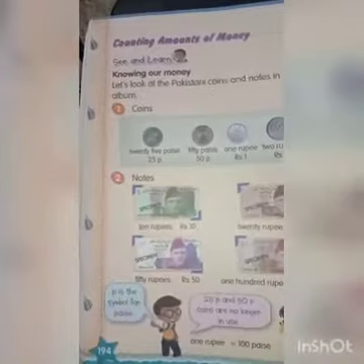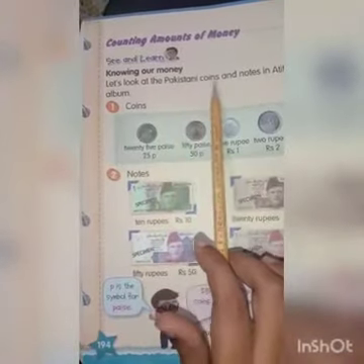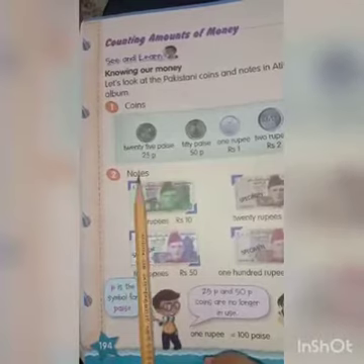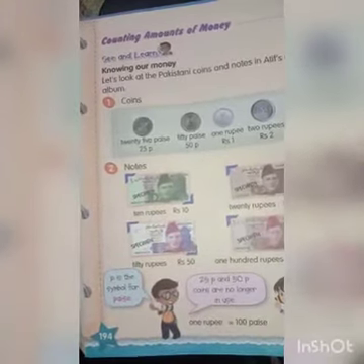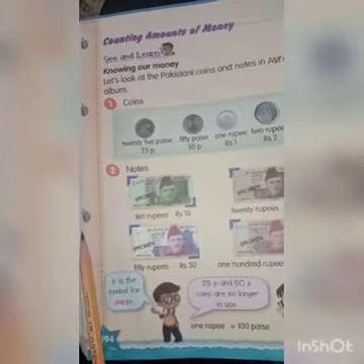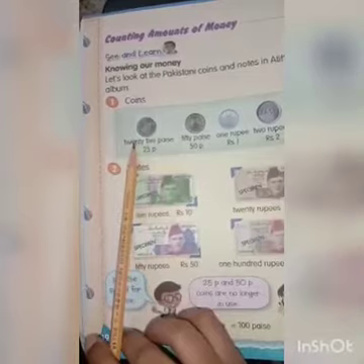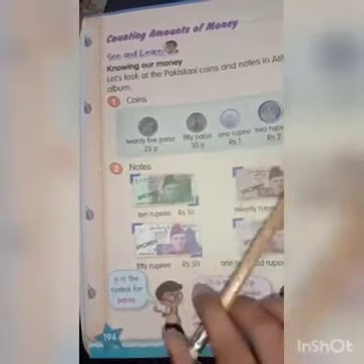Alright, level 1. Now, coming towards page number 194. Counting amounts of money. Question is, let's look at the Pakistani coins and notes in Atif's money album. Okay, this is Atif's money album and there are some different coins and rupees that are no longer used today. Okay, first of all, in picture number 1, there are coins: 25 paise, 50 paise coin, 1 rupee coin, 2 rupees coin, 5 rupees coin.